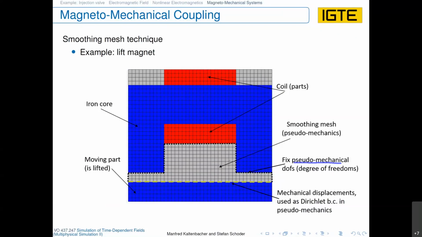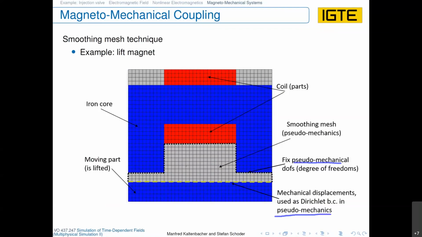In this region, along these boundaries, you set, for example, the mechanical displacement to 0, because we assume that this part is fixed. Along the moving part, we apply the mechanical displacement we have obtained by the mechanical computation, and then do this so-called pseudomechanics. That will lead to not only the first layer being deformed, but all finite elements within this region also getting a deformation.